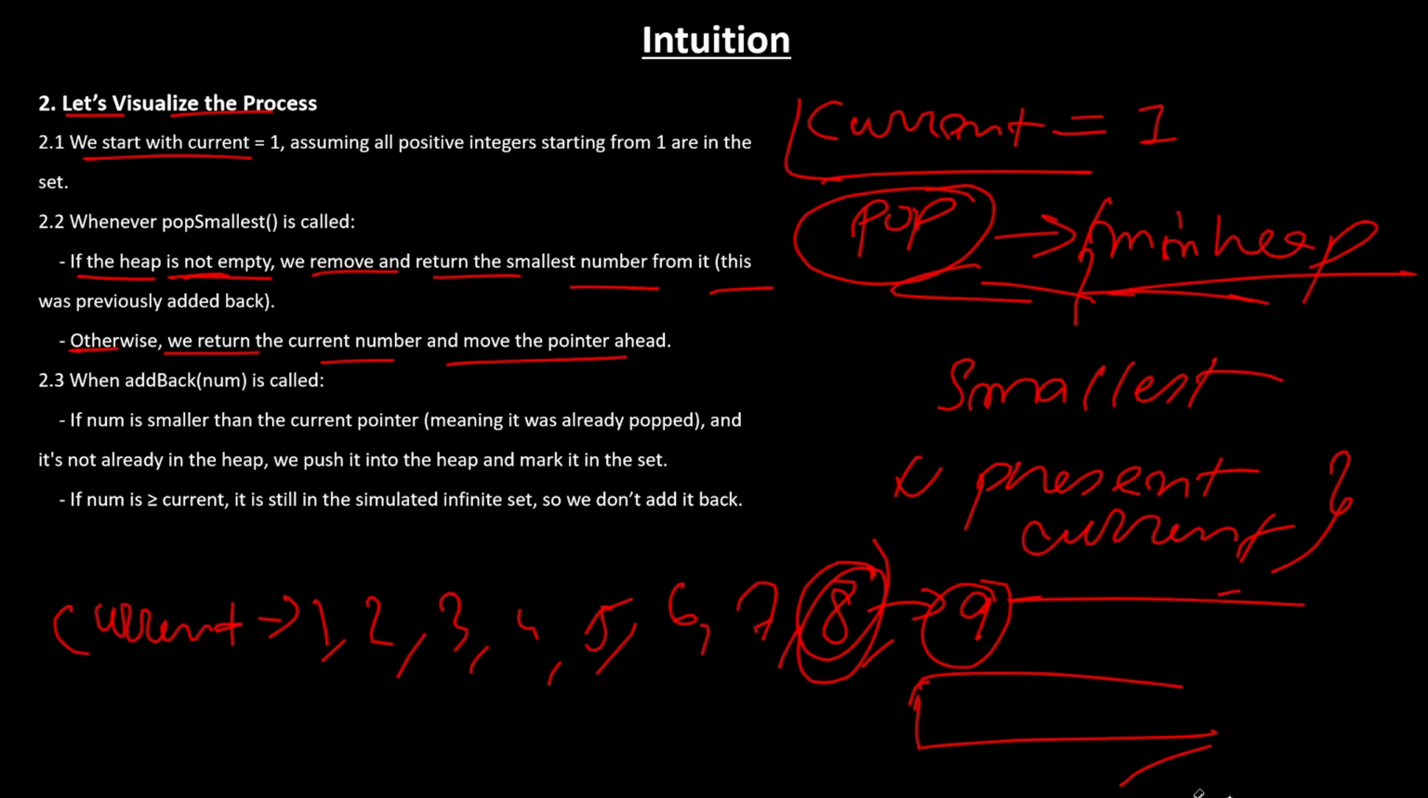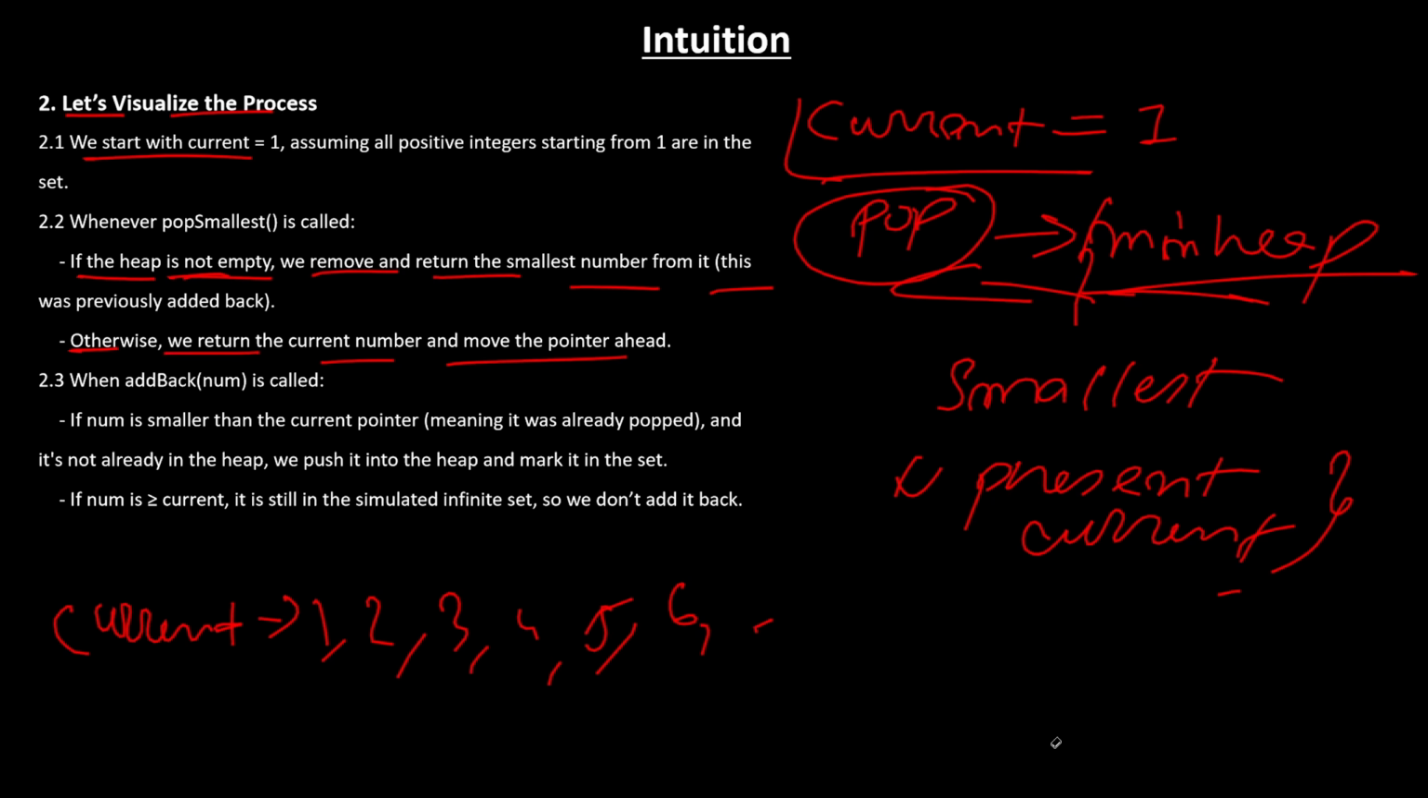Suppose the heap is empty and you're standing at the counter 8. That means this is the smallest element if we add it to the heap. So instead of adding it to the heap, we just return this number directly and move ahead. Pretty simple. The pop case was pretty simple to figure out. One is to use the heap, and if it is not there, we use the current counter.